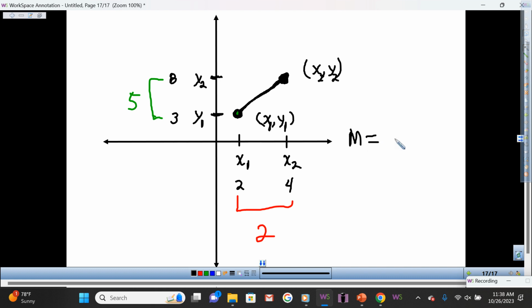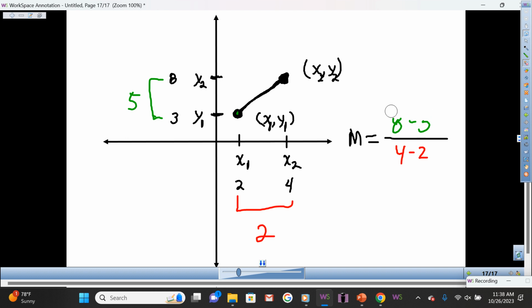With that said, here we go. To find the slope, we have rise over run. Is that correct? So, to go from here to here, what would I write to get 5? 8 minus 3. Is that correct? For the run, to go from here to here, what would I write? 4 minus 2. Okay. But wait, I don't want that. I don't want numbers. I want my labels. You're like, what? Here we go.